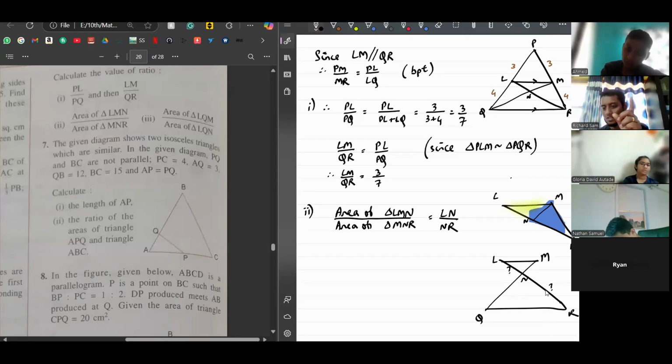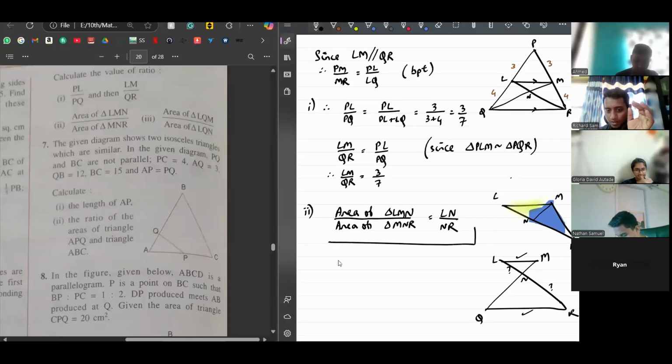Now, do you see that these two sides, LN and NR, are corresponding sides? For these two similar triangles, LN and NR are corresponding sides. So we just need to find ratios between the top triangle and the bottom triangle. Any sides. Even if we find LM upon QR, that will be equal to LN upon NR. Okay, wait, we'll go slowly. Let's first show that these two triangles are similar.